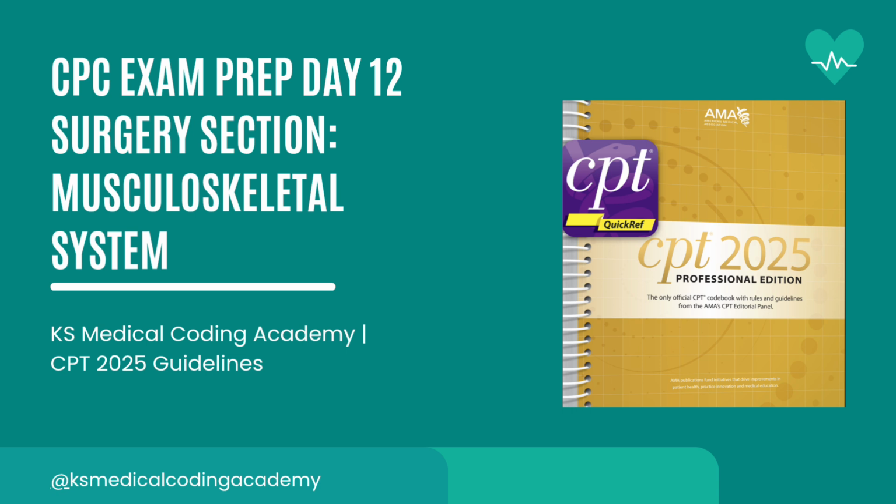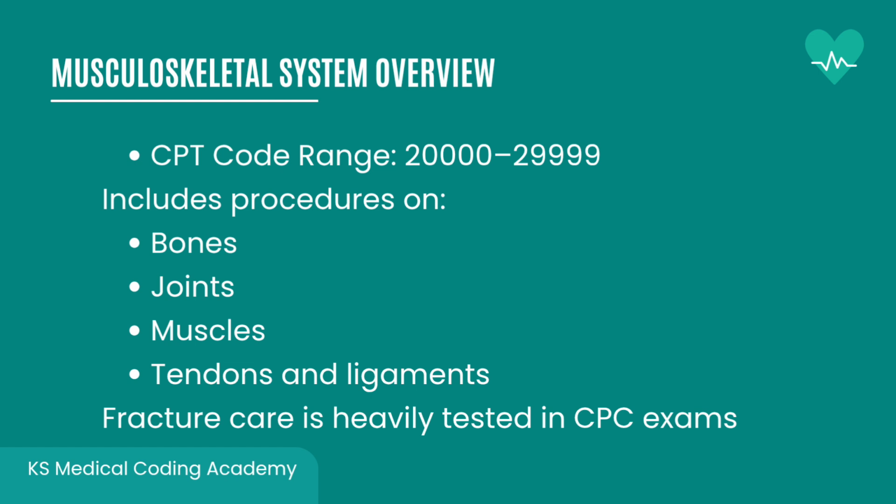Today, we're diving into the musculoskeletal system, one of the most important parts of the surgery section. Let's get started. The CPT code range for the musculoskeletal system is 20,000 to 29,999. This section includes procedures performed on bones, joints, muscles, tendons, and ligaments. It's heavily tested in the CPC exam, especially topics like fracture care, joint procedures, and casting.